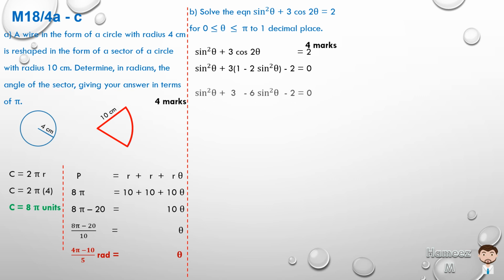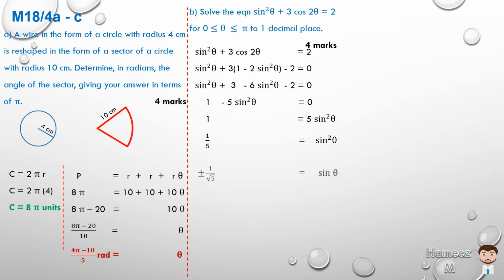So it's going to give us sine squared theta plus 3 1s are 3 minus 3 2s are 6 sine squared theta minus 2 is equal to 0. And if we simplify, 3 minus 2 is 1. 1 and 1 sine squared theta minus 6 sine squared theta is minus 5 sine squared theta is equal to 0. So we have one unknown, which is theta, so we can solve for that. So 1 is equal to 5 sine squared theta. So 1/5 is equal to sine squared theta, carrying the 5 across.